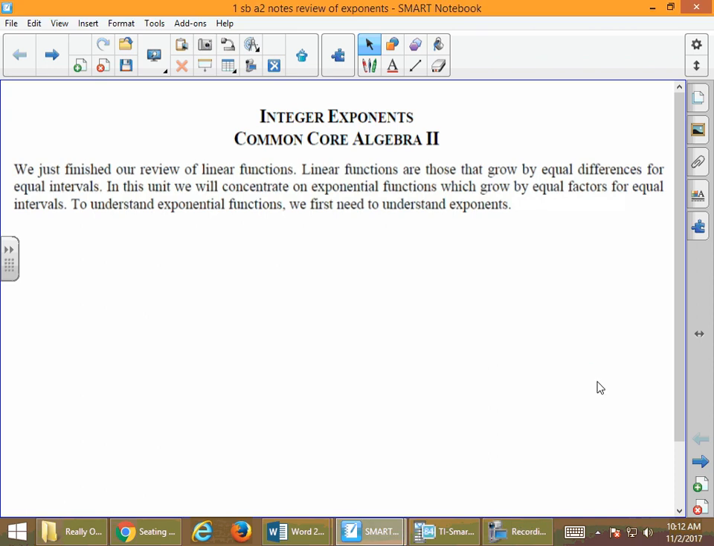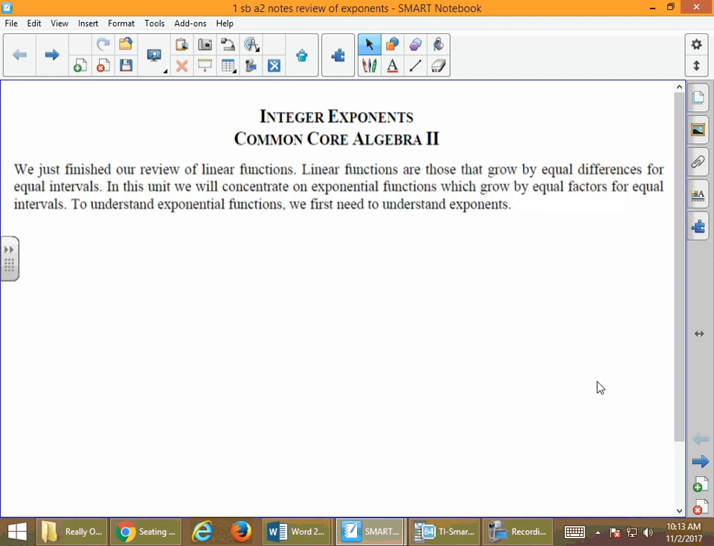Today we're going to talk about exponents. What we've been working on so far is linear functions, and linear functions have a constant value in them. They grow by equal differences over equal intervals. And now we're going to move into exponential functions, which grow by equal factors for equal intervals.